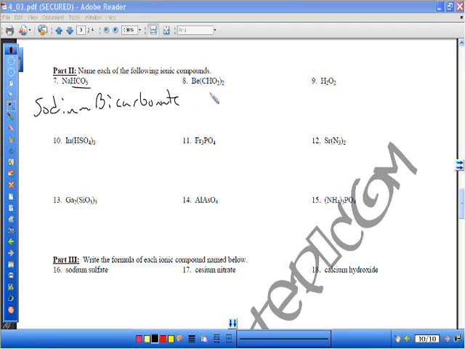This one's going to be, number 8 is going to be beryllium. And CHO2 is formate. This one is hydrogen peroxide.